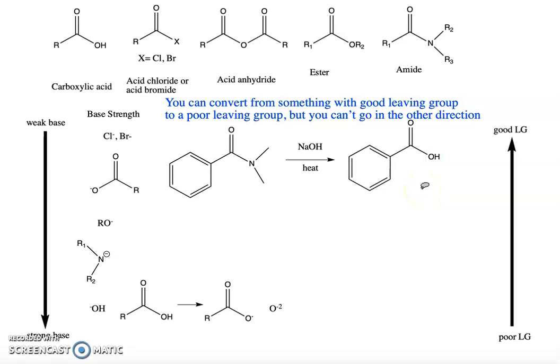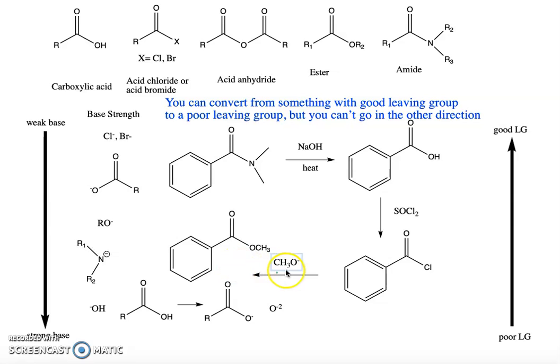That's the first step. The next step is to use thionyl chloride, SOCl2, to convert my carboxylic acid to my acid chloride. So see what I've done? I've come from all the way down the bottom of my table all the way back up to the top. This gives me something that has a really good leaving group in it. Now I can convert that to anything on the table below it that has the weaker leaving groups. So I can go to my ester now. And if I react methoxide, I will get my ester.